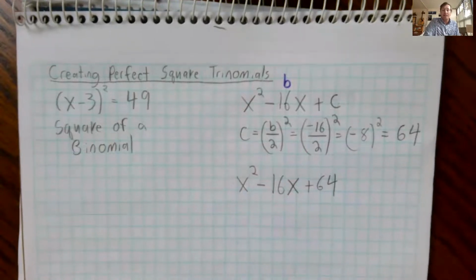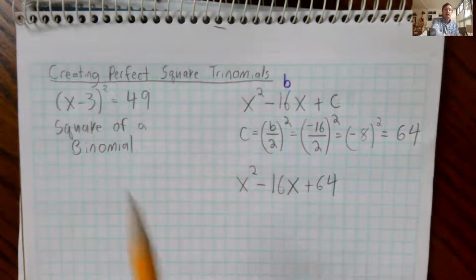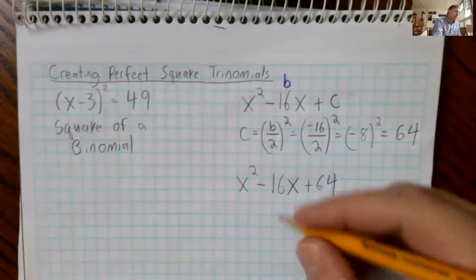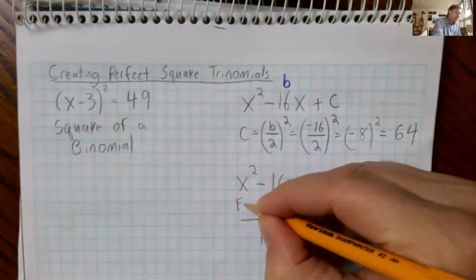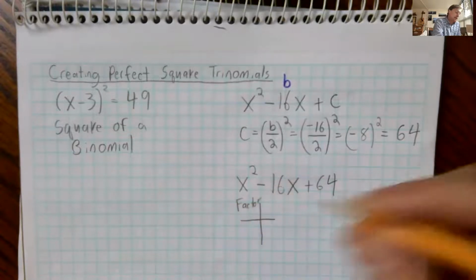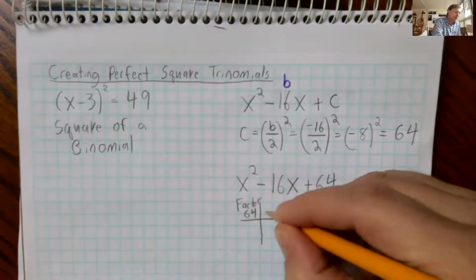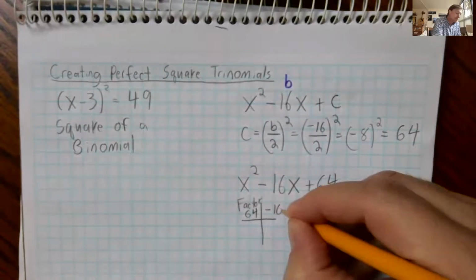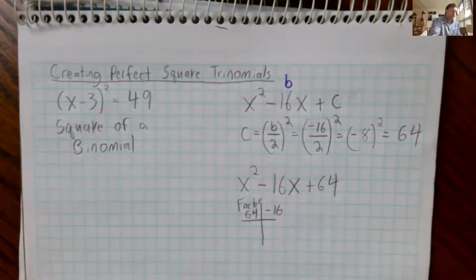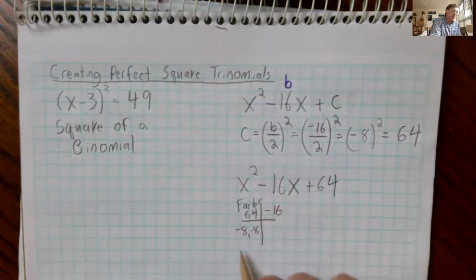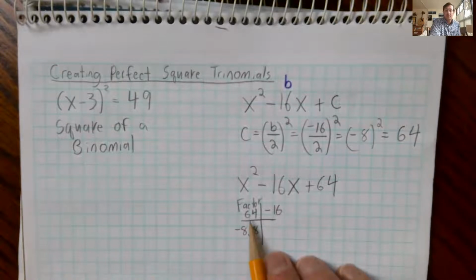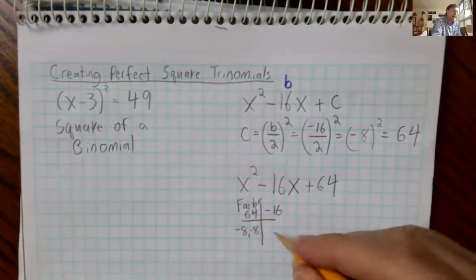Now, adding that 64, adding that C term, is going to allow me to turn this into a square of a binomial, which is going to help us solve for x. Thinking back to what we talked about today, to factor this out, I need factors of 64 that add up to negative 16. And those are going to be negative 8 and negative 8. Negative 8 times negative 8 is positive 64. Negative 8 plus negative 8 is negative 16.